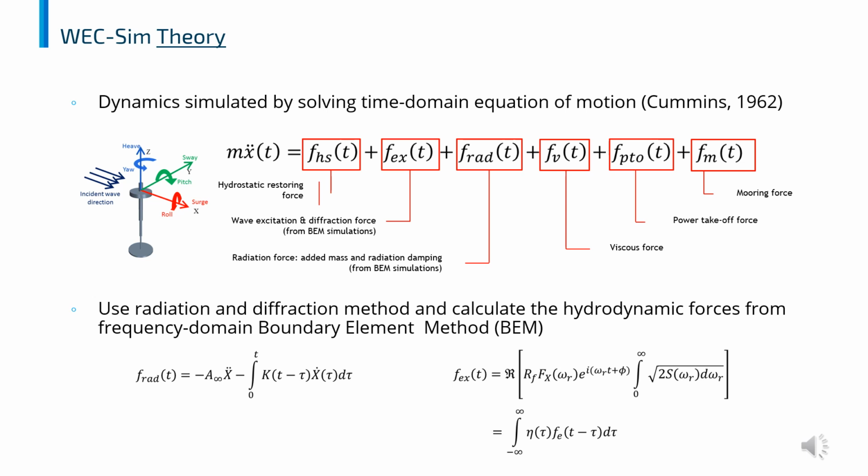Both the radiation and diffraction methods are used to calculate the hydrodynamic forces from frequency domain boundary element method solvers based on the Cummins impulse response formulation. On the left-hand side, you see the formulation for the radiation force incorporating infinite added mass in a convolution between the radiation impulse response function and velocity. In terms of the excitation force, it is calculated by a non-causal impulse response function that convolves the excitation impulse response function with the wave surface elevation.